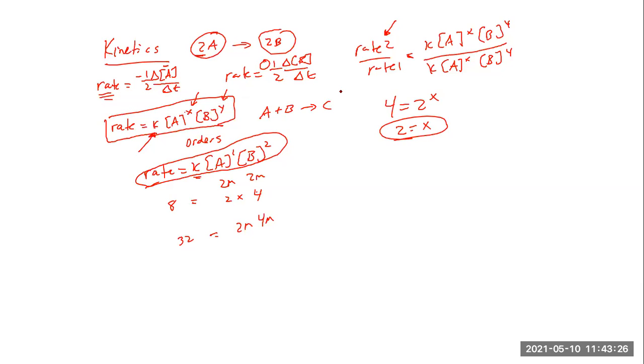So again, we talked about this, so you can use that information to figure out the orders. Once you do that, you then can use the completed rate law, once you have the orders, to figure out what the value of the rate constant is at that point.